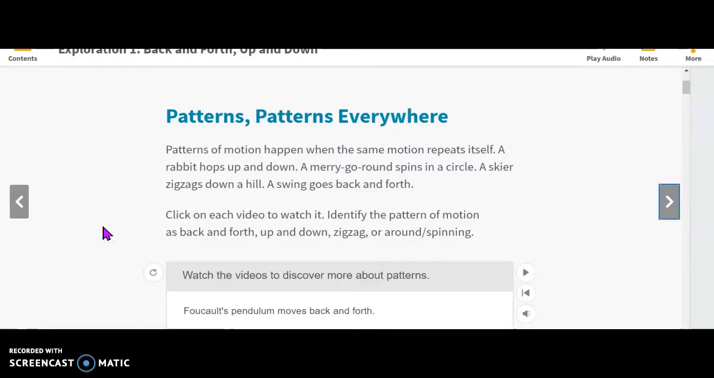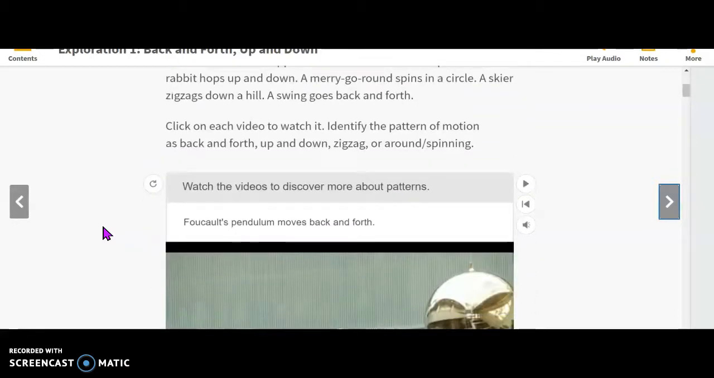A rabbit hops up and down. A merry-go-round spins in a circle. A skier zigzags down a hill. A swing goes back and forth. Click on each video to watch it. Identify the pattern of motion as back and forth, up and down, zigzag, or around or spinning.